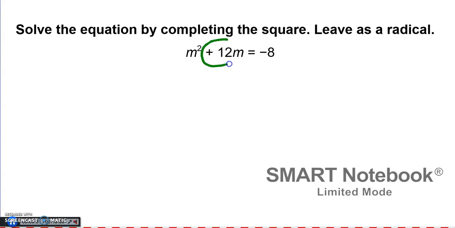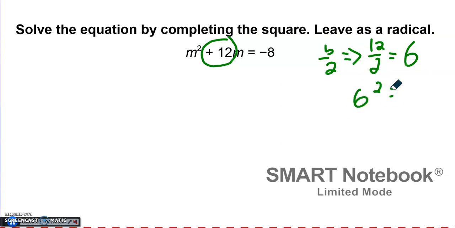Again, our b is 12. We're going to take half of b because we see the quadratic coefficient a is 1. So this is the perfect setup for us. So remember, it's b over 2, which translates into 12 over 2, which is 6. We're now going to take 6 and square that, and we get 36. So now we're going to add 36 to both sides of the equation.